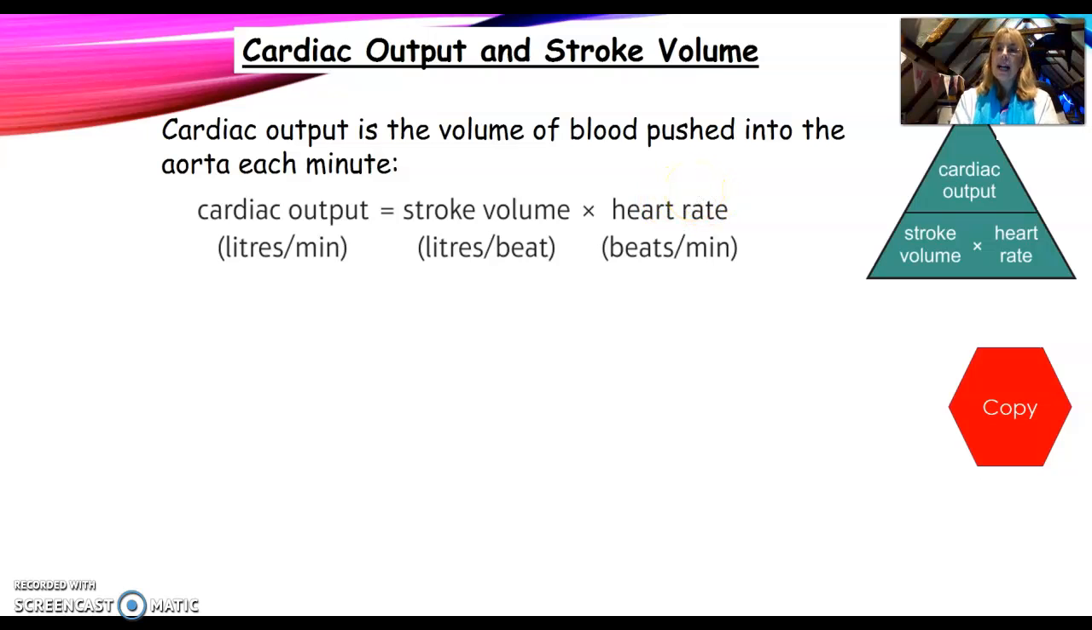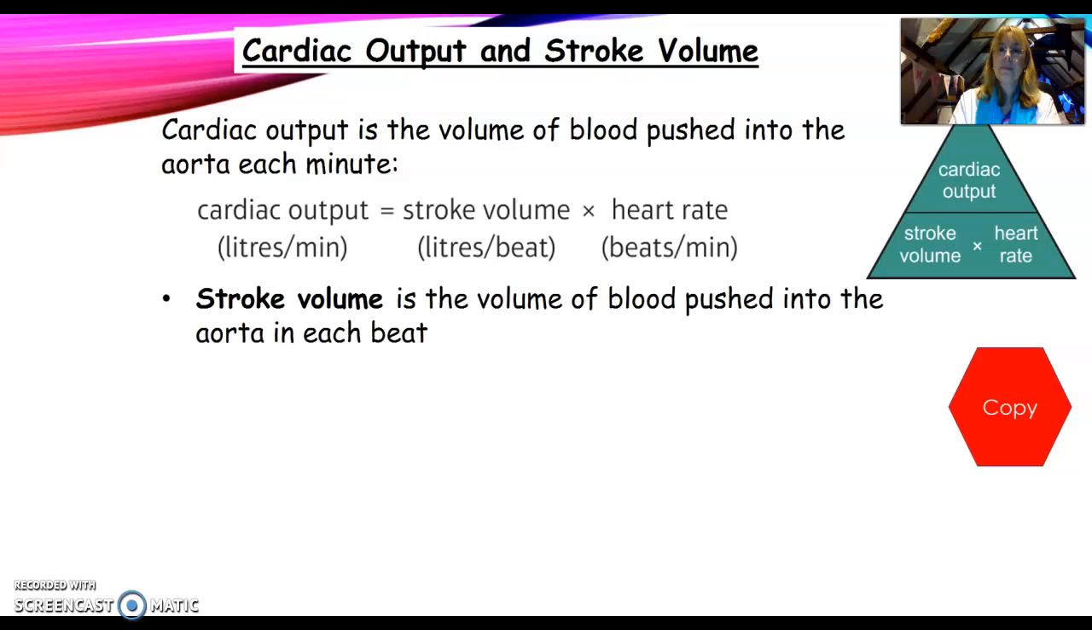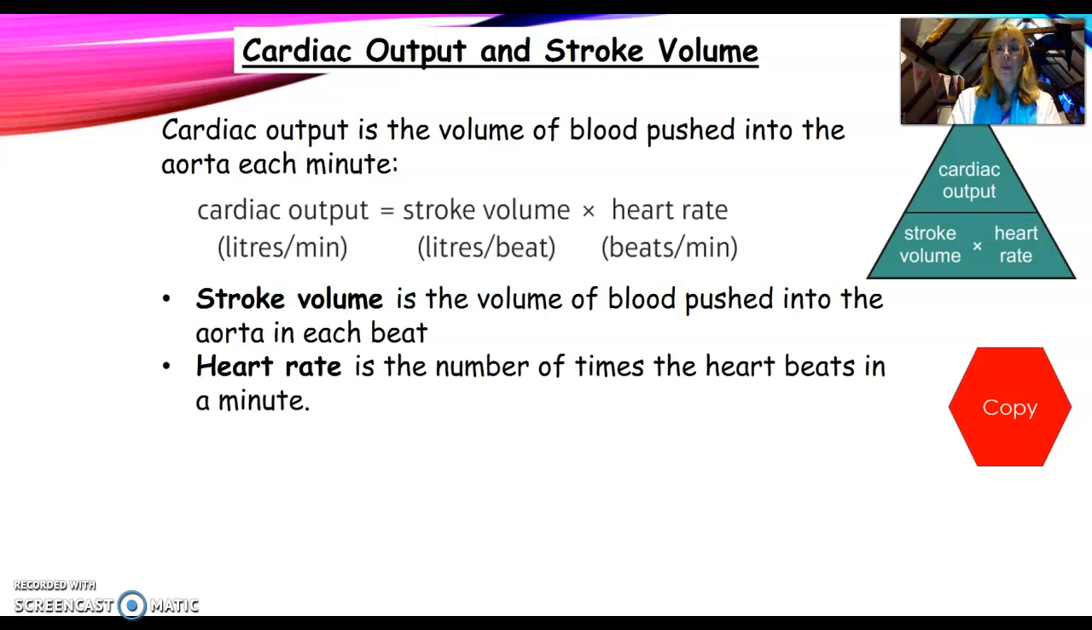And for those of you who like triangles, perhaps it's this triangle that you want to memorize. So the stroke volume is the volume of blood pushed into the aorta in 1 beat. And then the heart rate is obviously the number of times the heart beats in a minute. Now I'm going to give you a worked example, and then you can copy the subheading, notes, and worked example into your book.